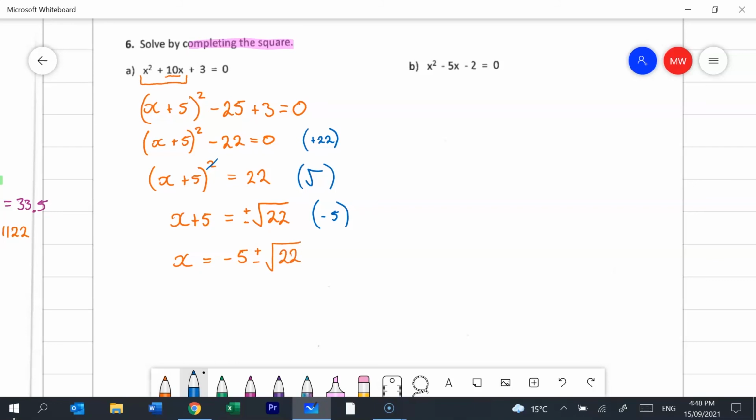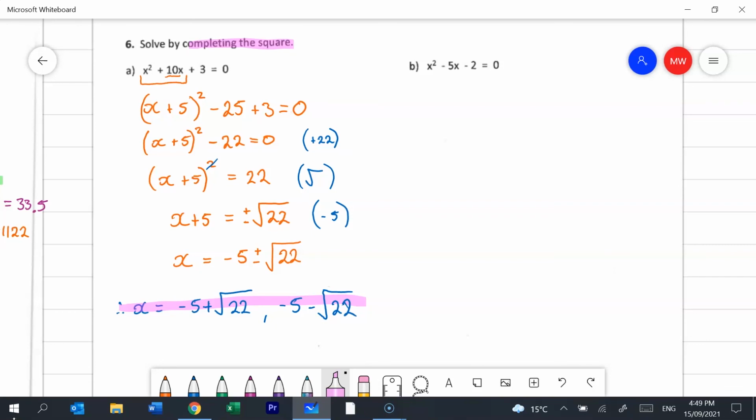And as a final answer, we usually write, therefore, x is minus 5 plus the square root of 22, and it's also minus 5 minus the square root of 22. Strange looking answer, but that's what it is. If you can simplify the surd, you do, but often it ends up being left in surd form like that.